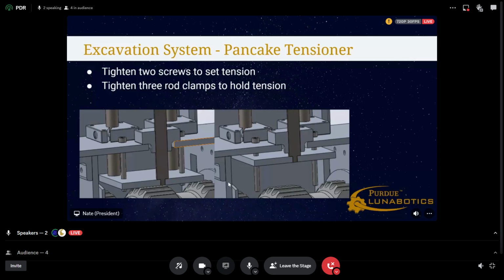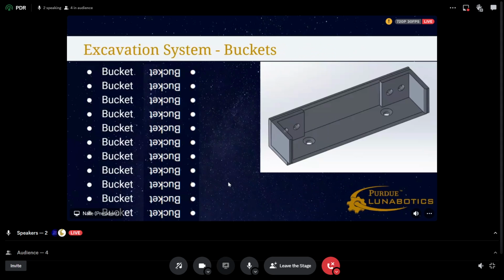The goal with this is to make it a little bit easier and reduce the complexity of the top tensioning system for the chain driving the whole system, and just make it easier to manufacture, ideally. As for buckets, we're going to have a lot of really simple buckets.